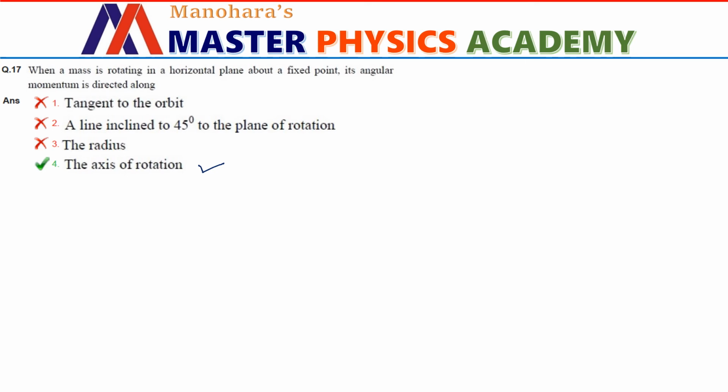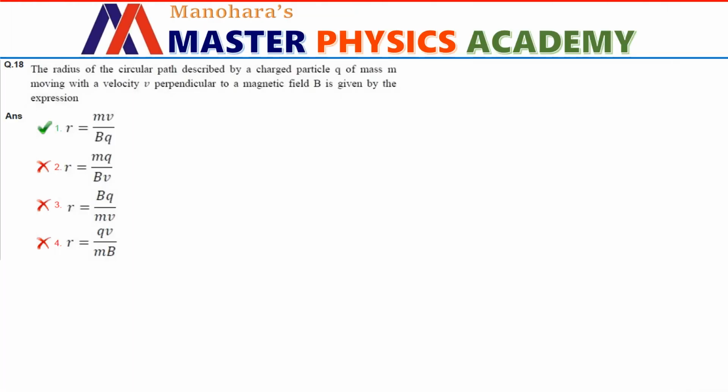Question number 18. The radius of the circular path described by a charged particle Q of mass m moving with velocity v perpendicular to a magnetic field B is given by the expression. So it's a direct formula, R equals mv divided by qB. More the mass, more will be the radius, more the velocity, more will be the radius. More is the charge, less will be the radius. More is the magnetic field, less will be the radius. So this is clearly depicted in option 1.